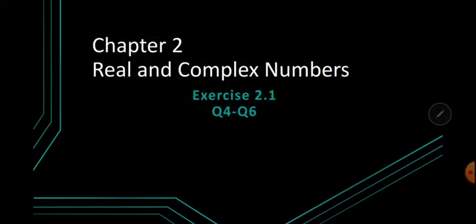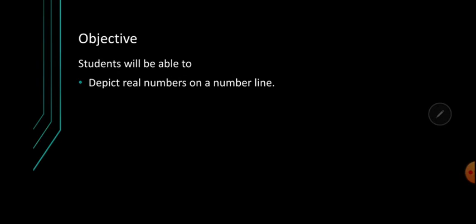Today we will continue chapter number 2, real and complex numbers, and solve question number 4, question number 5, and question number 6 of exercise 2.1. Our objective for today's lesson is that students will be able to depict real numbers on a number line.